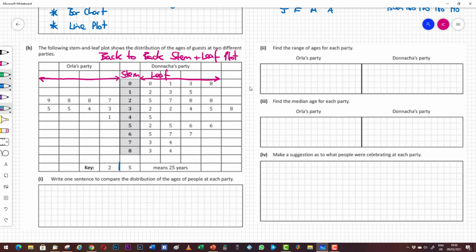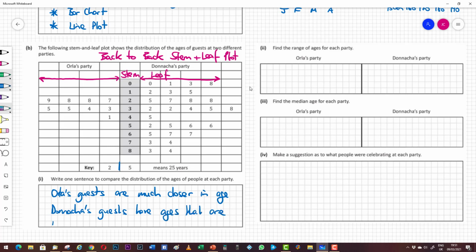If I was comparing the two sets of data and looking at them, I would just say something as simple as Orla's guests are much closer in age to each other. So much closer in age. And then Donica's guests, or the people at Donica's party, have ages that are much more spread out. Much more spread out. So we're just looking to compare them.